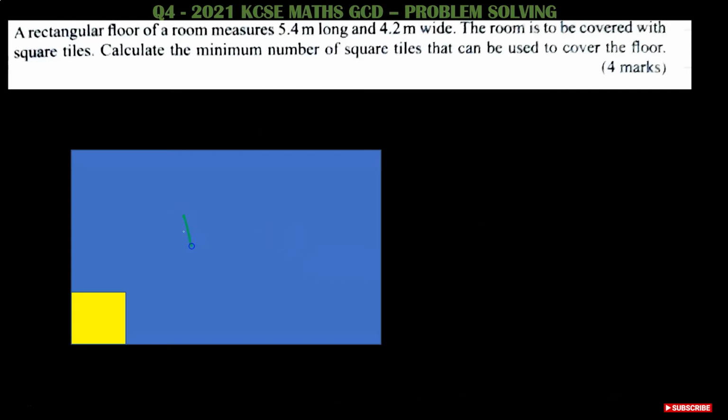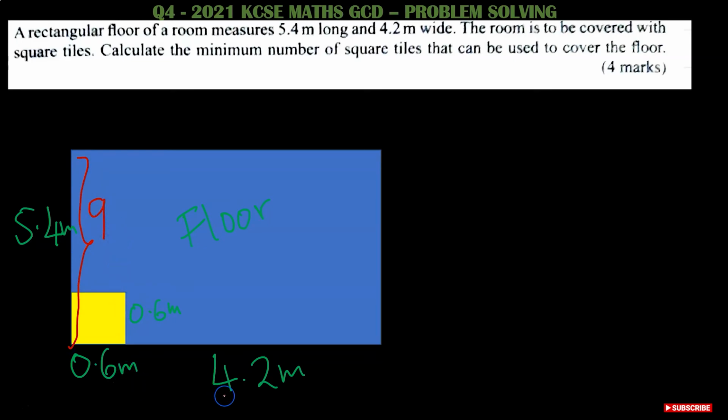Right, so this is our floor, guys. And we have 5.4 meters and 4.2 meters. And our tile, we now know it needs to measure 0.6 and 0.6 meters. Now we need to find out how many can we fit this way, horizontally, and how many of 0.6 can we fit vertically. Right, so you can see that 6 times 9 gives you 54. So 0.6 times 9 will give you 5.4. So on this side, we can have 9 tiles.